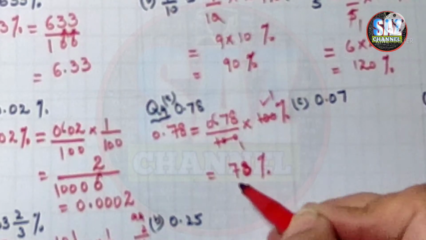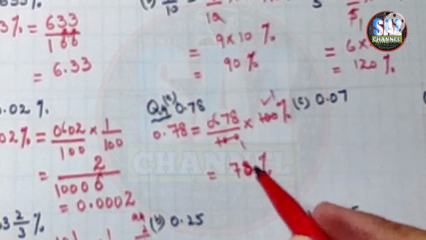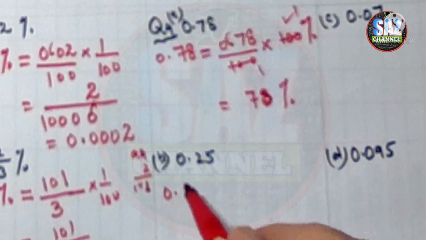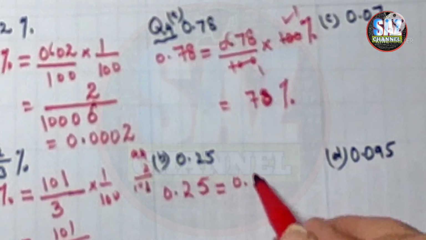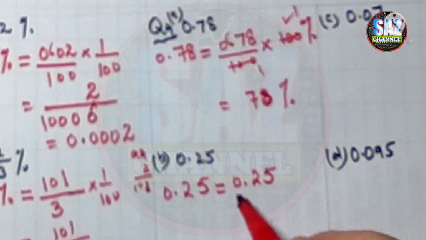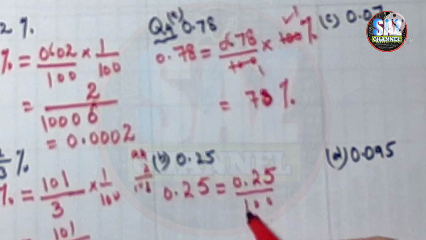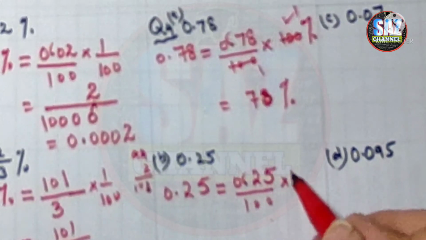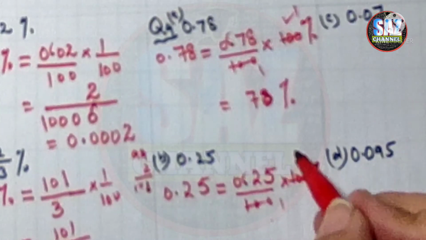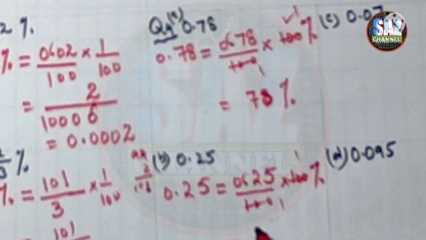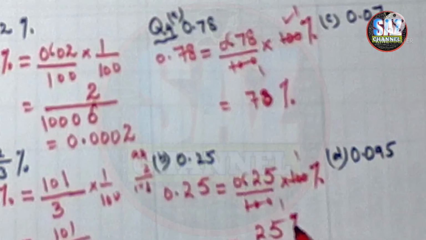78%. Okay, and the next is 0.25. So the rule will remain the same: I have to make the calculation easy. I have to remove the decimal, and I have to multiply it by 100%. So this will go, and 0.25 will be 25%.